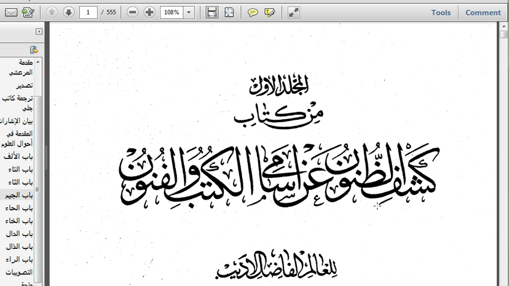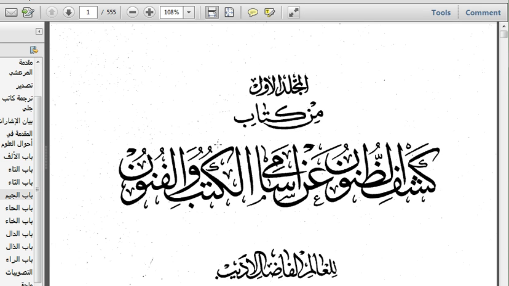So Kashf al-Dhunoon an Asami al-Kutub al-Funoon. He says that he compiled the book over 20 years. It took him that long to compile the book, and he went through many libraries, many volumes of books, traveling from place to place in search of certain names, and he's done a very amazing job.